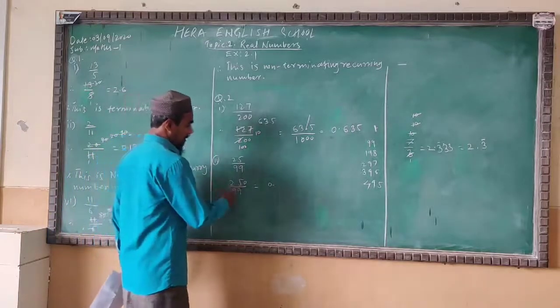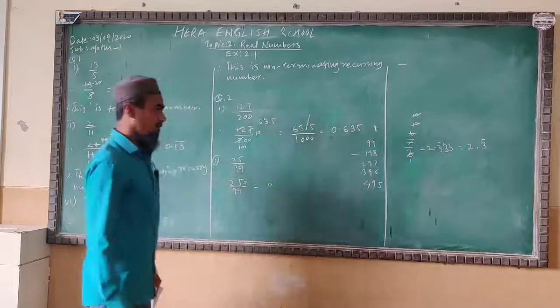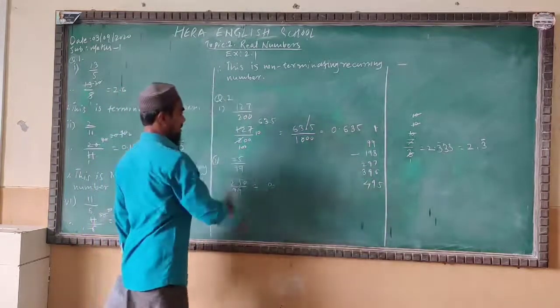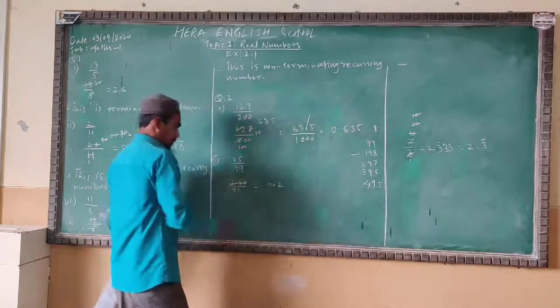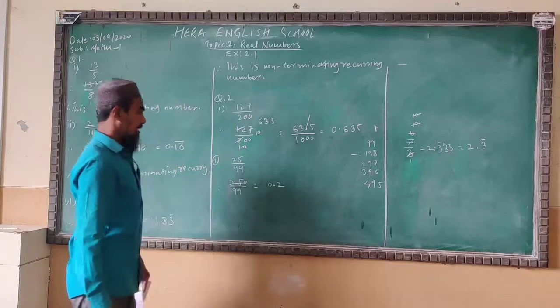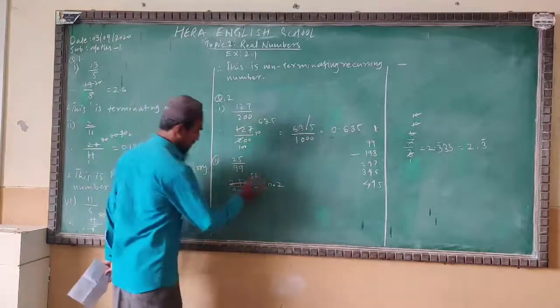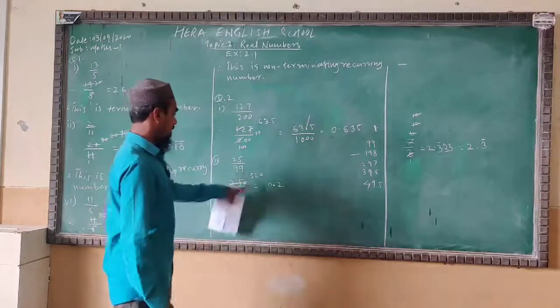Now here 250, so we have twice 99 is 198. 297 will be more than 250, so we will take 99 twos. From 250 deduct the 198. How much will we get there? 52. Okay. Now add the 0. 520 you will get here.